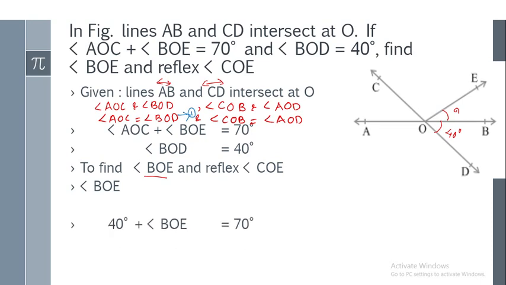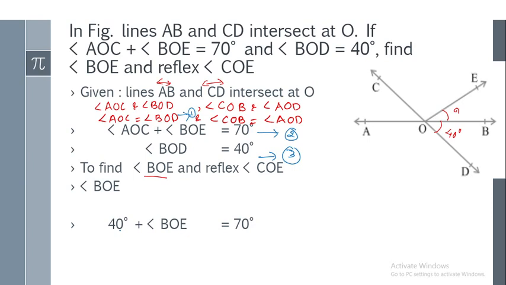Now, angle AOC is equal to angle BOD. How did you get that? Since we know that vertically opposite angles are equal, from equation 1 we can say that, and this is equation 2, this is 3. So angle AOC plus angle BOE is 70 degrees. Since angle AOC is equal to angle BOD, from that we can get that angle AOC is equal to 40 degrees.